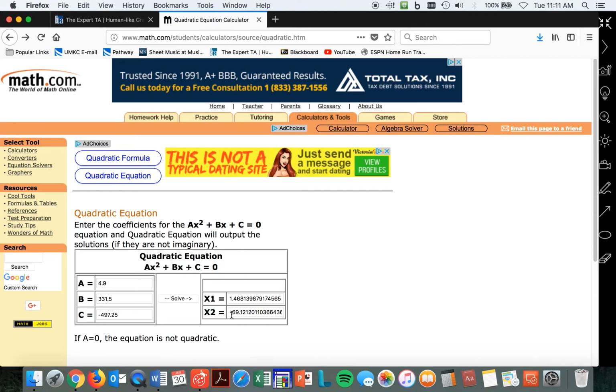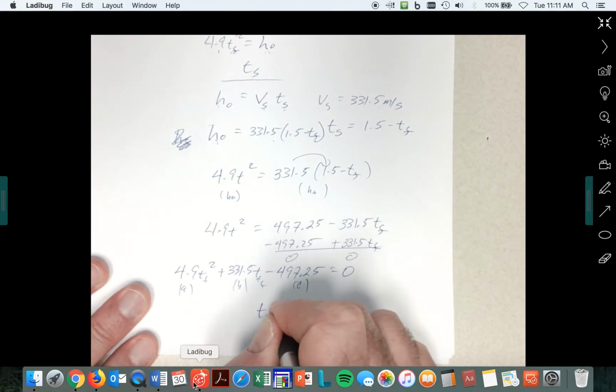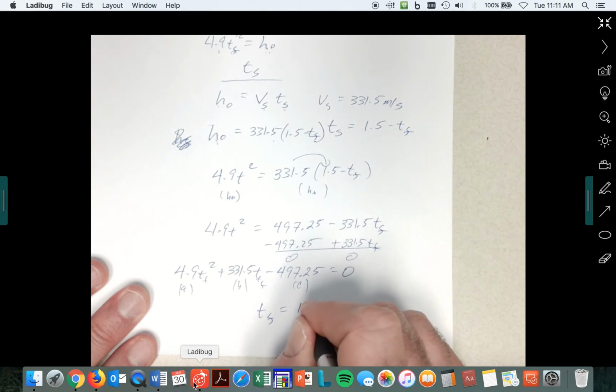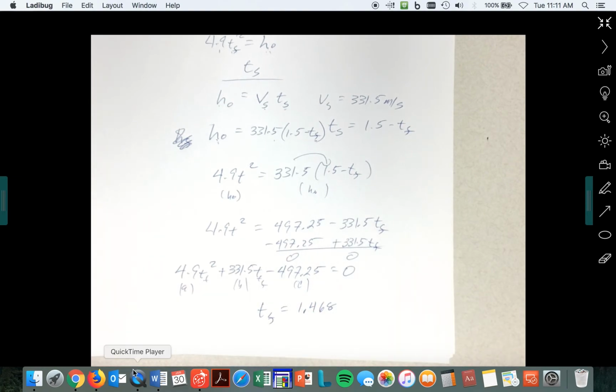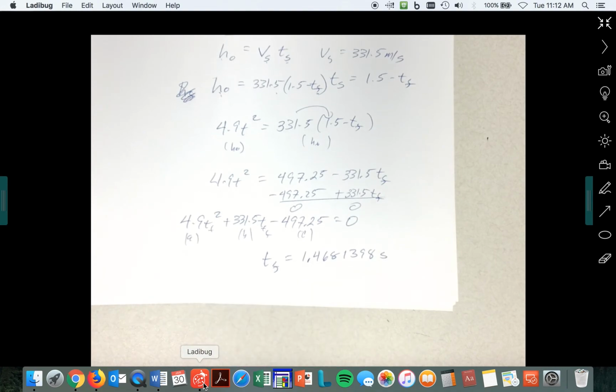The negative time I'm going to ignore. I don't need that time. But I do need this time, the positive time, 1.468. I'm going to keep it 1.4681398. So t final over on this side equals 1.4681398. That's what t final is equal to.